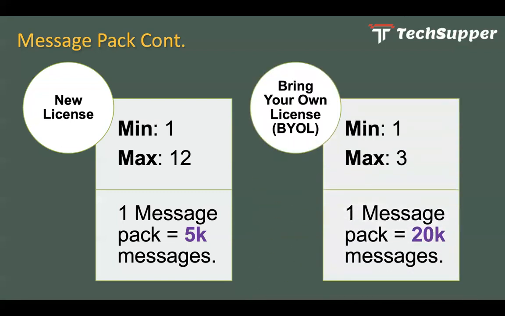There is another type of license called bring your own license. What does it mean? If the customer has their on-prem middleware licenses, they can apply these licenses. Minimum is 1 and maximum is 3. Here one message pack means 20K, meaning 20,000 messages. The same formula applies here: one message of up to 50 KB equates to one message. In this type of license, the maximum of 3 means 20 multiplied by 3, 60K messages. Similarly, 12 multiplied by 5K gives 60K messages in a single hour.